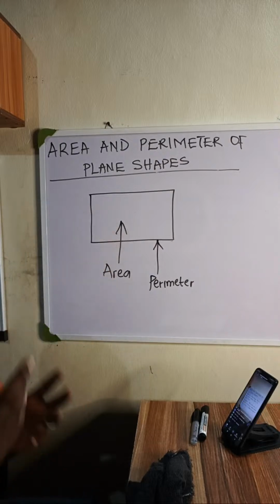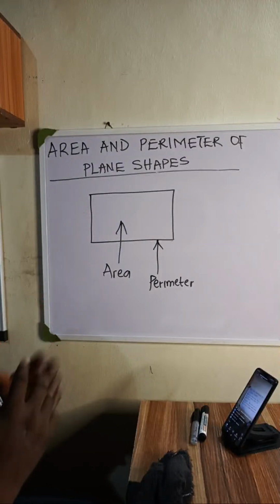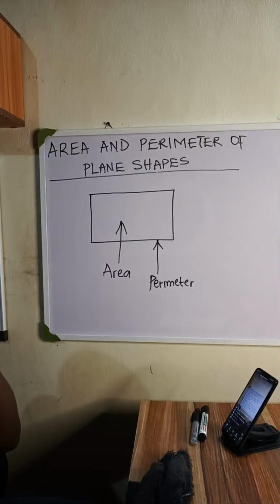So you should know this. Whenever you are told to calculate area, you know what you are told to calculate. Whenever you are told to calculate perimeter, you know what you are told to calculate. The understanding of this will help you remember the formula needed to calculate these two things.